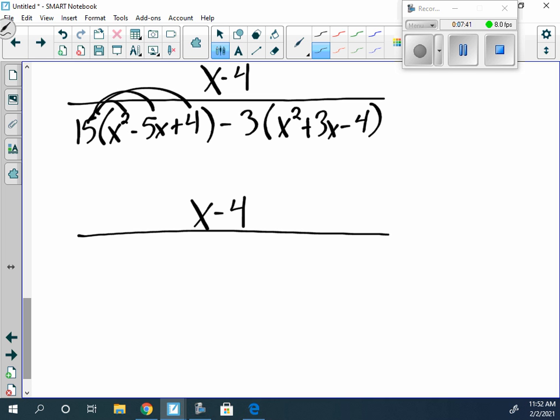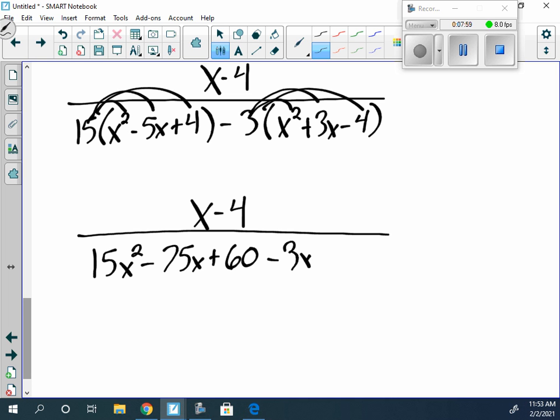And now we need to distribute the 15, which would give us 15x squared minus 75x plus 60. We have to do the same thing with the negative 3, so we get negative 3x squared minus 9x plus 12. Questions on this here? Okay.